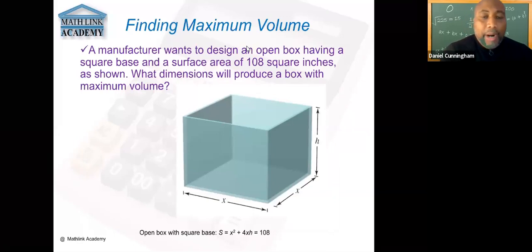So we're going to look at a problem for optimization, finding maximum volume. And this is our problem that we're looking at. It says a manufacturer wants to design an open box having a square base, so the base is square, and a surface area of 108 square inches. And it's shown in our diagram here. What dimension will produce a box with maximum volume?